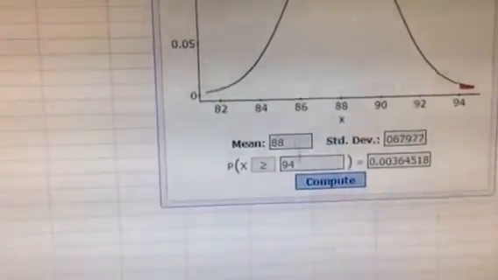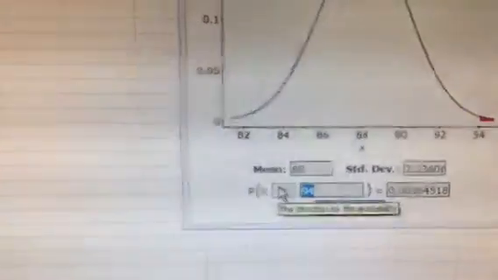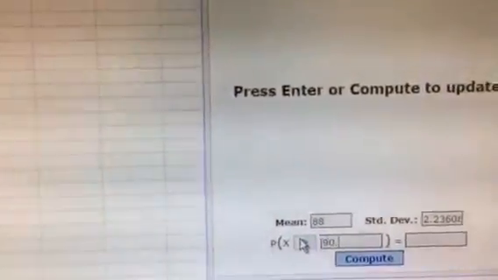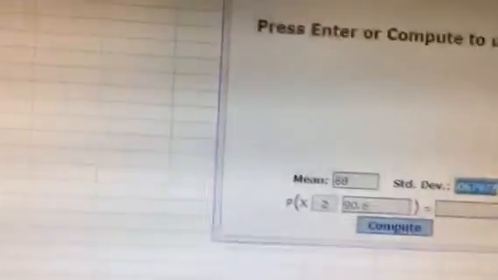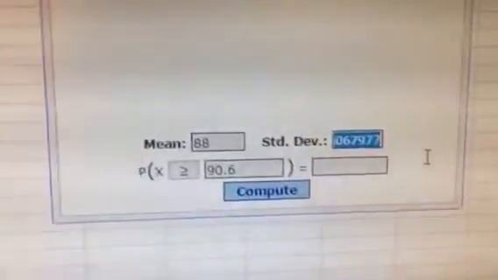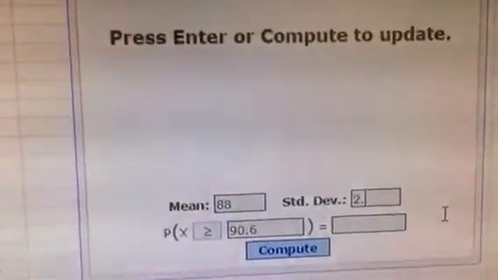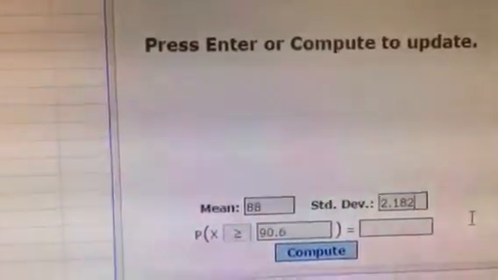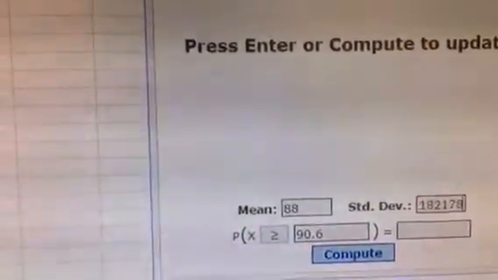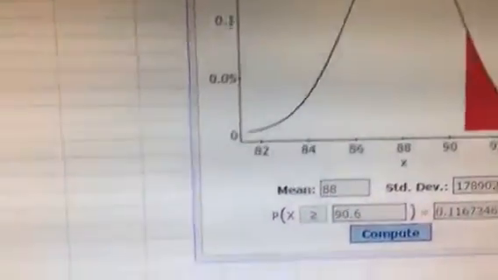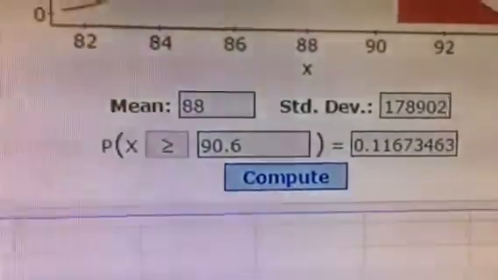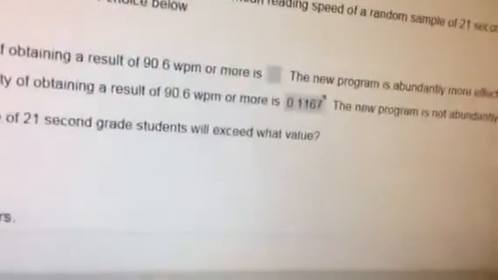So we're going to come over here. The mean does not change. This is what changes. So we got 90.6. And we have a new standard deviation that we've got to put in, which, when you divide all this, comes out to 2.182178902. Enter, and we come out with this probability, 0.1167. Okay, so I'm going to write this down, 0.1167.